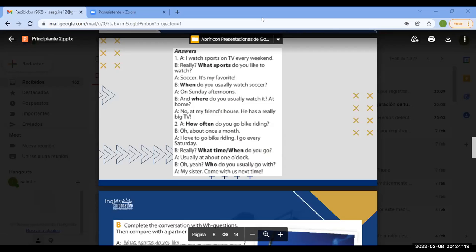How often do you go bike riding? Oh, about once a month. I love to go bike riding. I go every Saturday. Really? What time do you go? Usually at about 1 o'clock. Oh, yeah. Who do you usually go with? My sister, come with us next time.